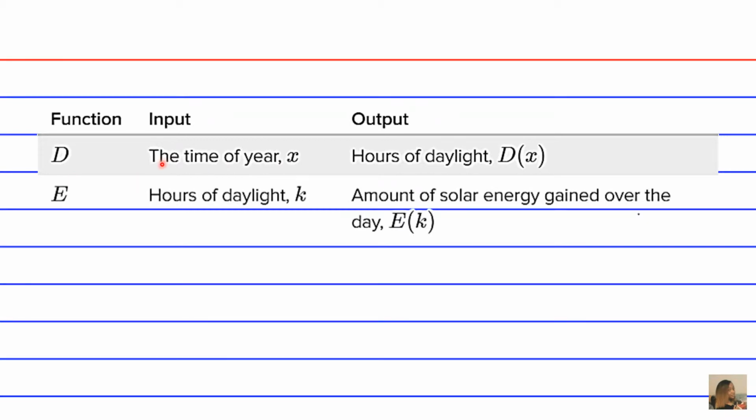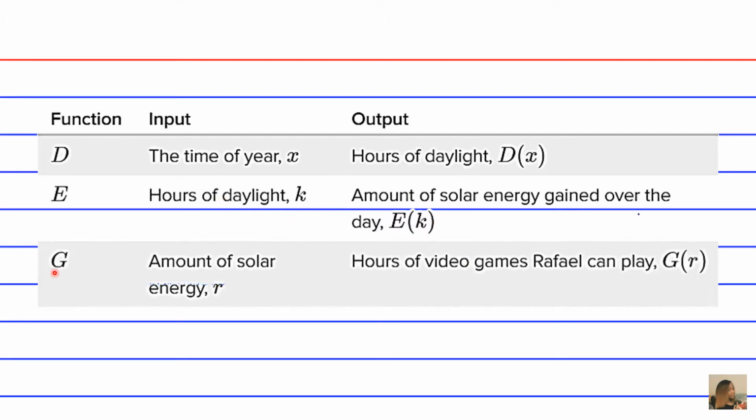The next function he modeled was E. The necessary input was K, hours of daylight, and the output, E of K, is the amount of solar energy gained over the day. So the amount of solar energy gained was a function of hours of daylight.